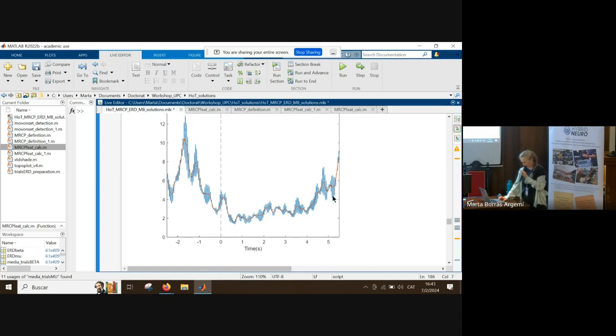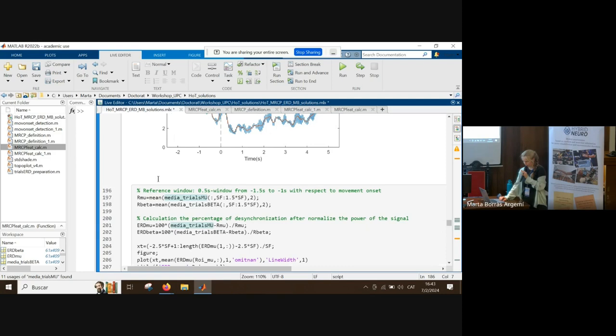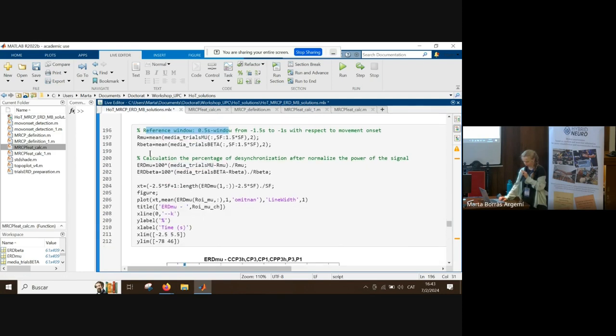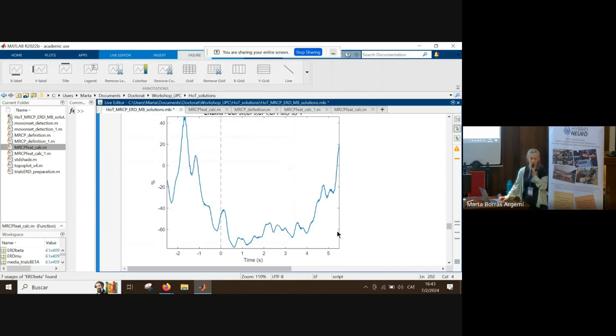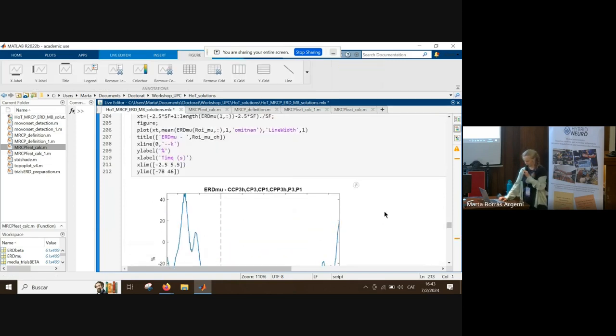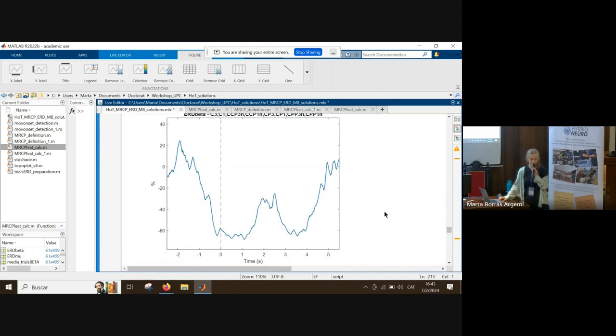And once we have filtered the signal, we take this reference period, and we calculate the percentage of the desynchronization after normalizing the power of the signal. So this, we are doing it here. And we obtain the event-related desynchronization for the mu band and for the beta band.